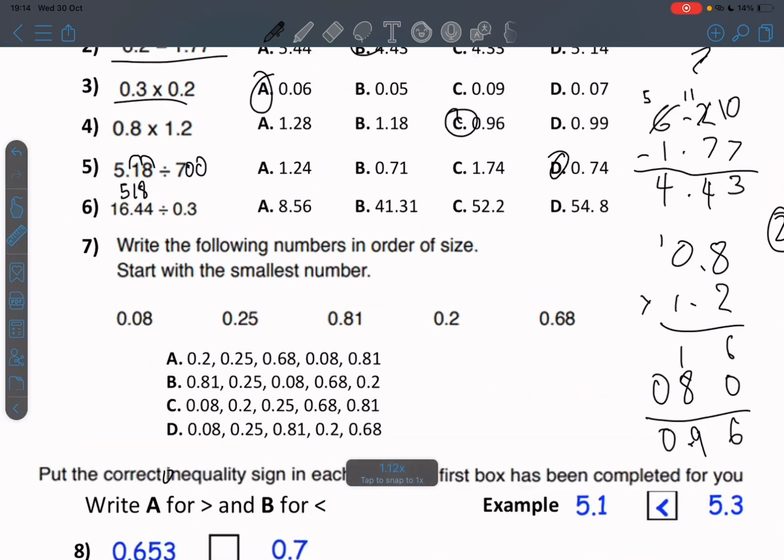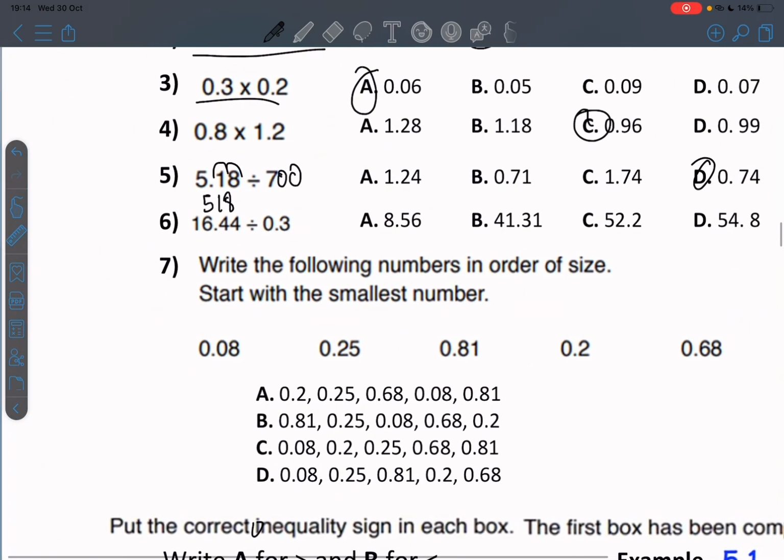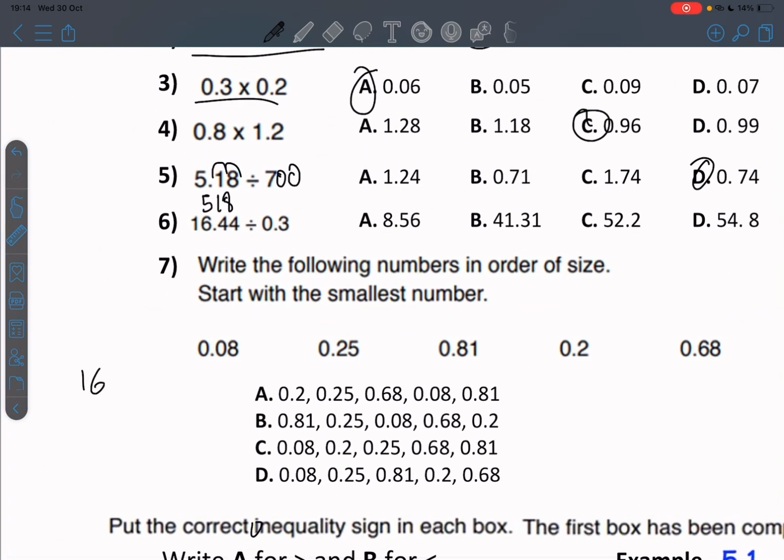Question 6. Same process. So I'm going to make it into 1644, and that means we have to times this by 100 as well. So it should actually be 30.